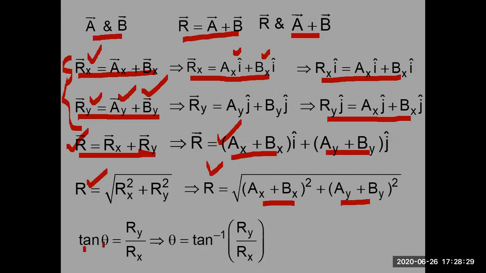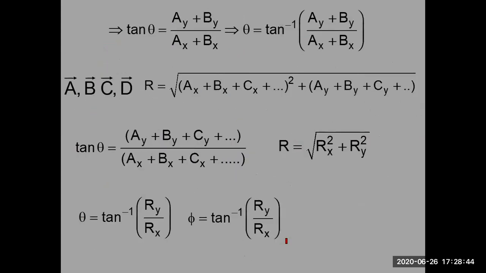Now, how to calculate the direction of this vector? You will divide the vertical component by the horizontal component. Then you will take the angle, and you will be able to find the direction of the resultant vector. So here it is. This tangent theta is basically Ry, which is equal to Ay plus By, divided by Rx, which is basically equal to Ax plus Bx. Putting the values here, you will be able to calculate.